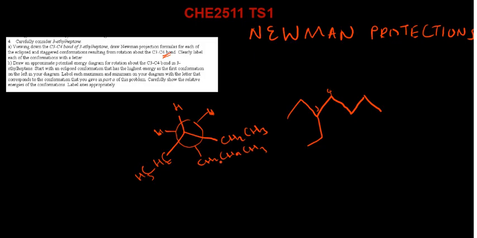This comes here, so this is gauche because the angle between this hydrogen on the front carbon and this hydrogen on the back carbon is 60 degrees. That's what we call staggered. The angle is 60 degrees. This is 60, this is 60. Remember, this group is at the back and this group is at the front, so the angle is 60 degrees.